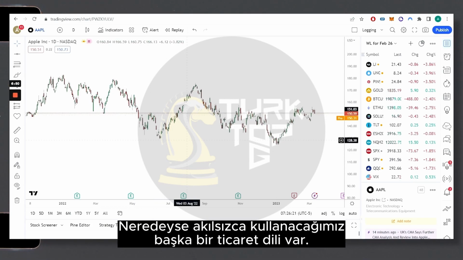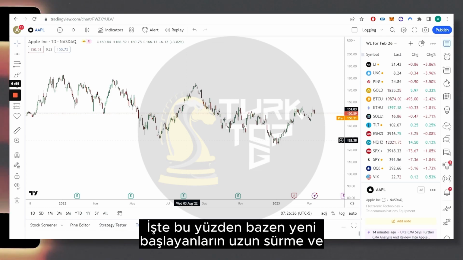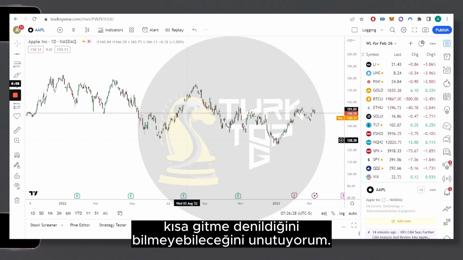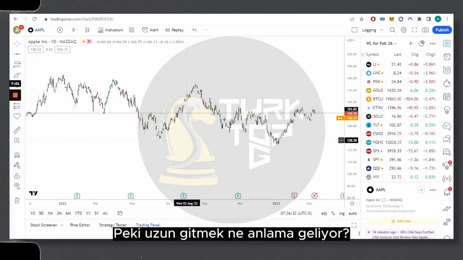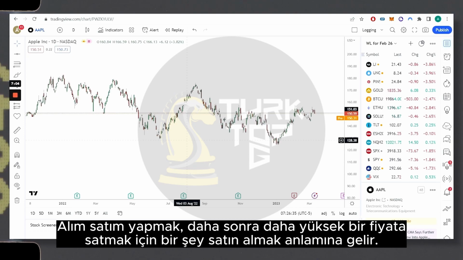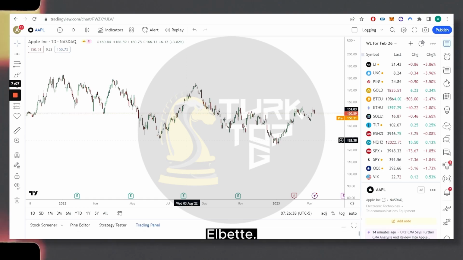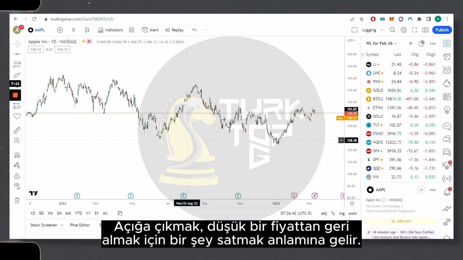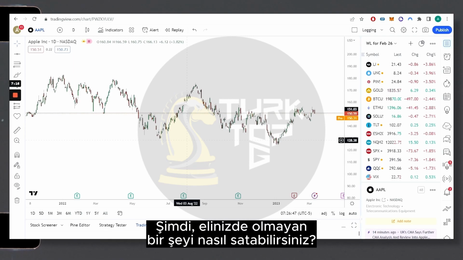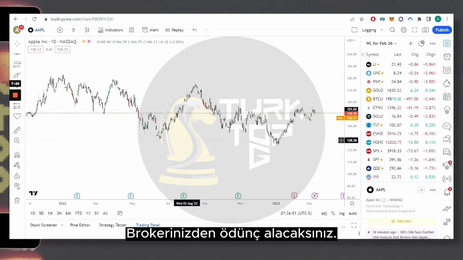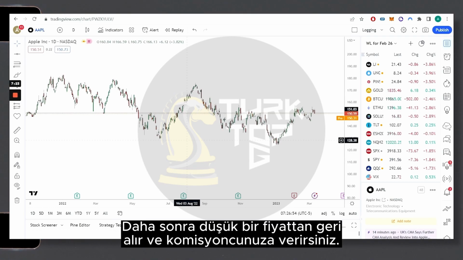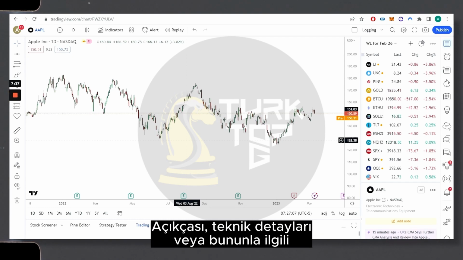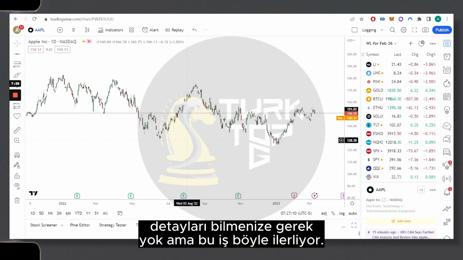There's another trading lingo which we will use almost mindlessly, and that's why sometimes I forget that the beginners might not know, called going long and going short. So what does going long mean? Going long means buying something in order to sell it later at a higher price, all right? Going short means selling something in order to buy it back at a lower price. Now, how can you sell something if you don't have it? You will borrow it from your broker, you will sell it, then you buy it back at a lower price and give it to your broker. That's what's called going short. Obviously, you don't have to know the technicalities or the details about it, but that's how this progresses.